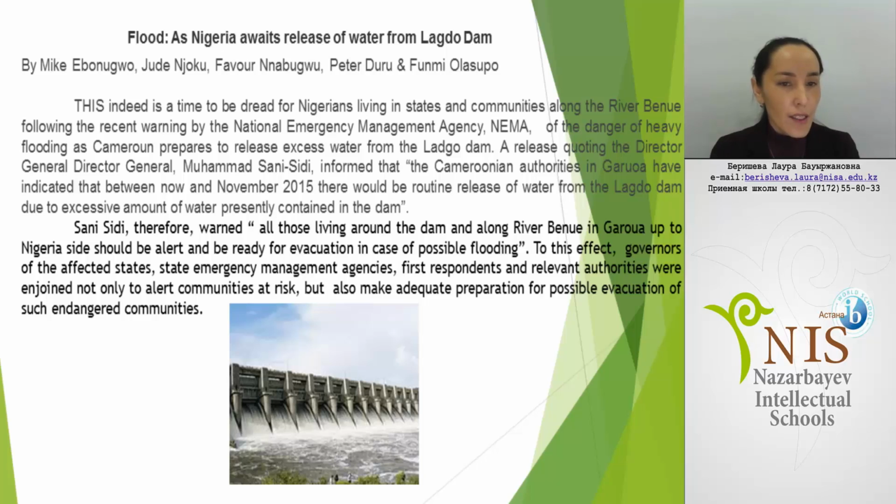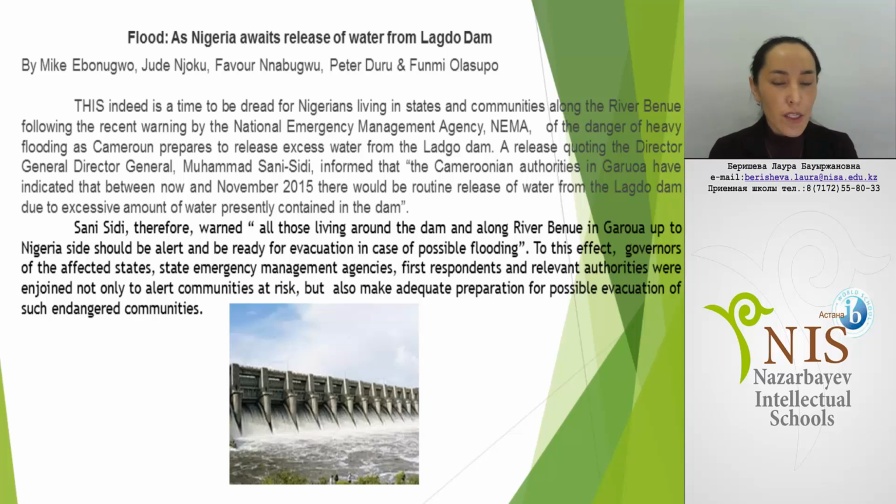Let's go further. Let's read the first paragraph and decide whether it gives us the whole information about the whole article or not. This indeed is a time to be dreaded for Nigerians living in states and communities along the river Benue, following the recent warning by the National Emergency Management Agency, NEMA, of the danger of heavy flooding as Cameroon prepares to release excess water from the Lagdo Dam. A release quoting the Director General Muhammad Sani Sidi informed that the Cameroonian authorities in Garoua have indicated that between now and November 2015 there would be routine release of water from the Lagdo Dam due to excessive amount of water presently contained in the dam.